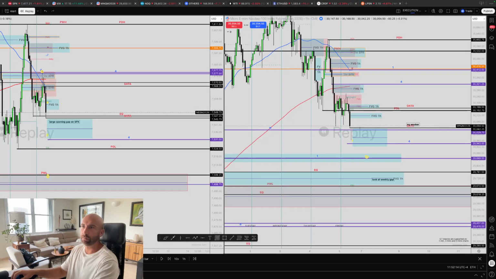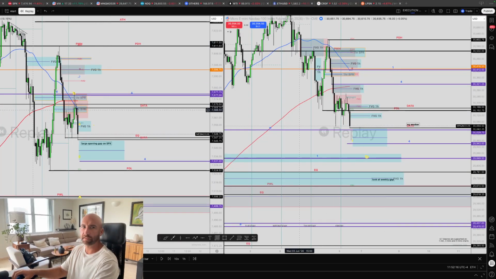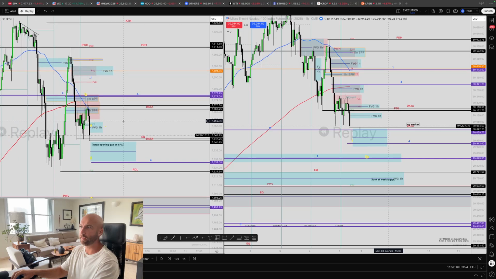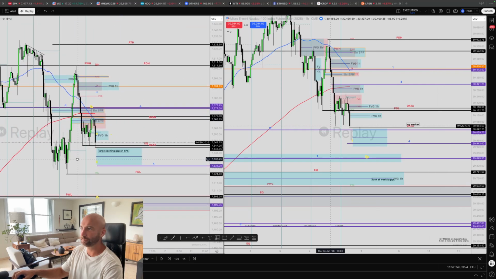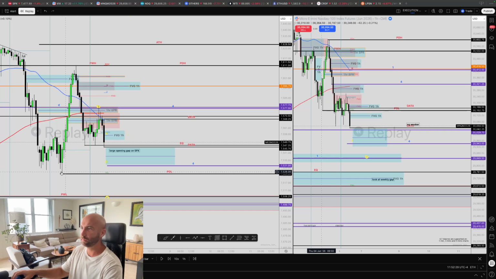All right, so right here on this is ES NQ. We're on the 1 hour bar replay mode. We're at the 9 a.m. candle close. So as you can see, this is ES. We'll just concentrate on this first.